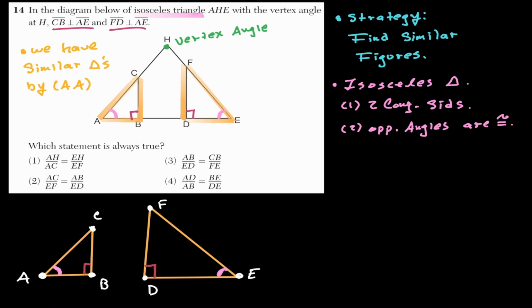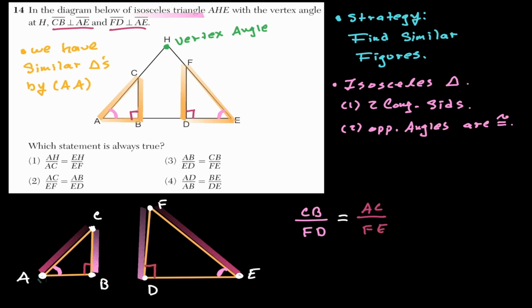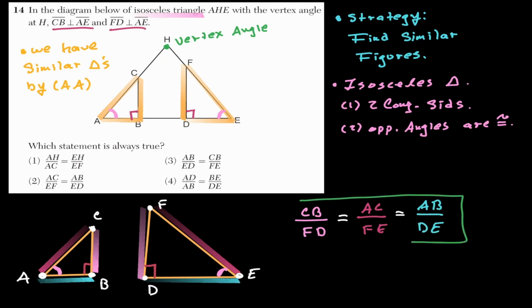So now let's identify proportional sides. Those sides which are in front of the pink angle, FD, are going to be proportional to the sides that are opposite of the right angle, which in this case is AC and FE. And they are also proportional to the sides that are left, AB divided by DE. So we know that this is a true statement. All three proportions are equal to each other because we have similar triangles. And notice that when I'm just concentrating on the second and the third, it matches up with option number 2, which is the correct option.